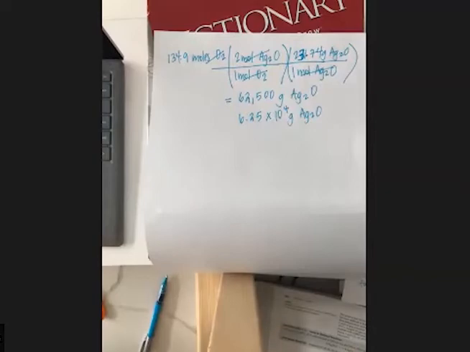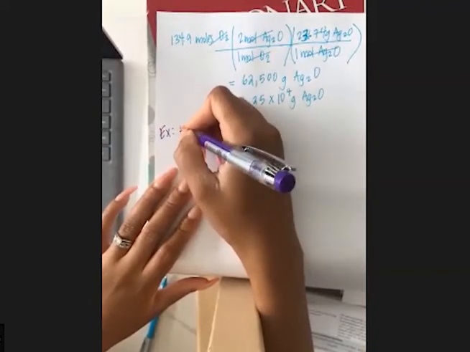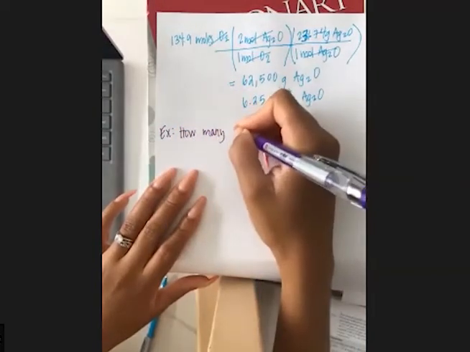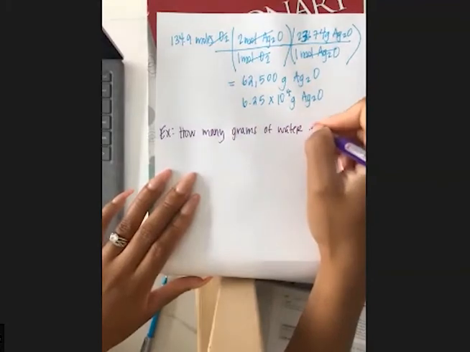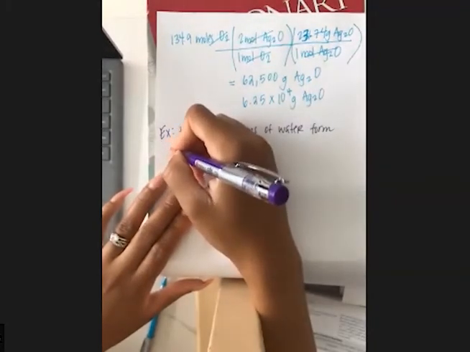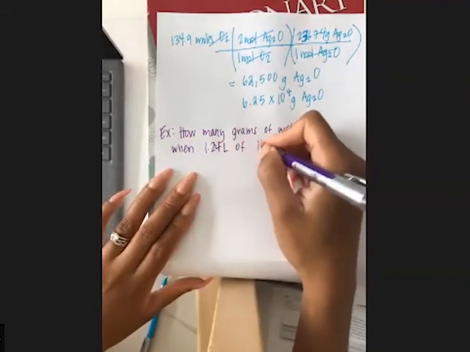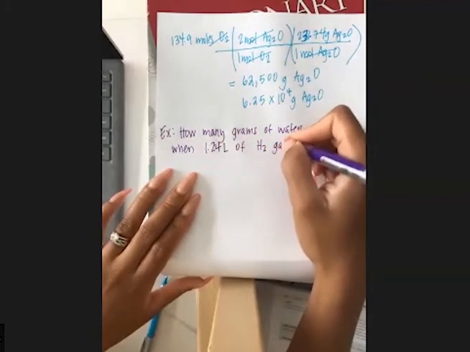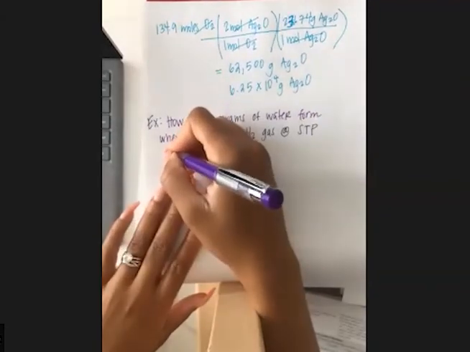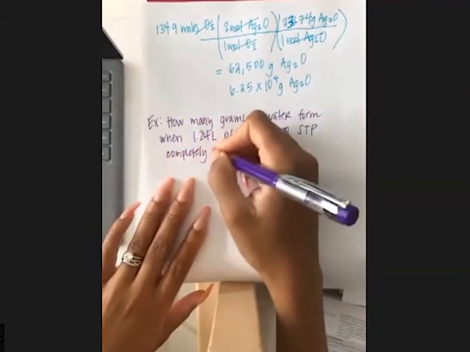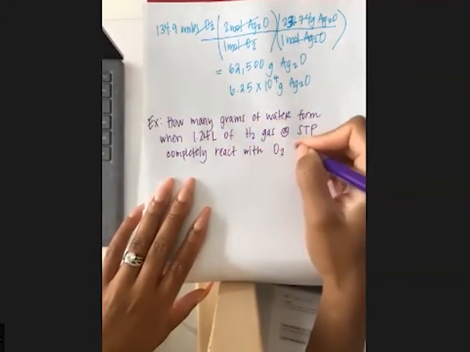All right, so my next example just says: how many grams of water form when 1.24 liters of hydrogen gas at STP completely react with oxygen gas.